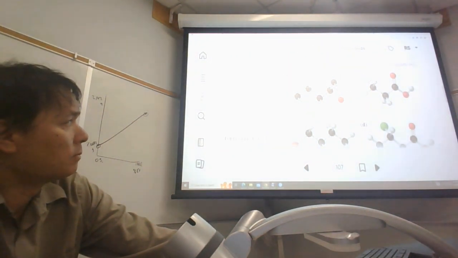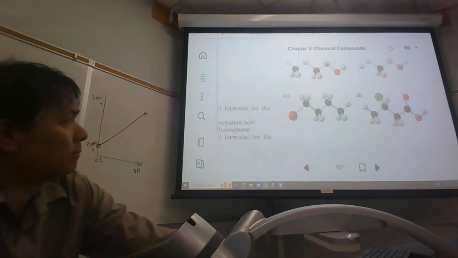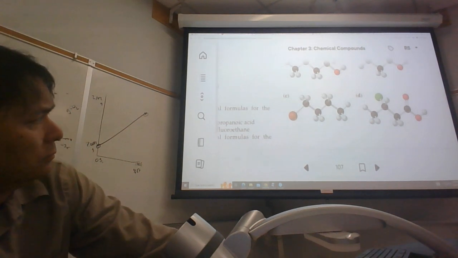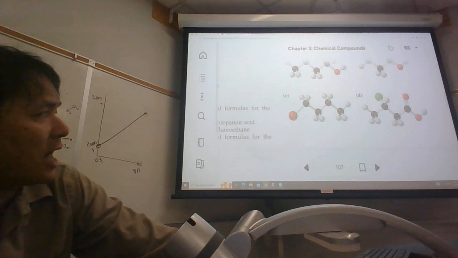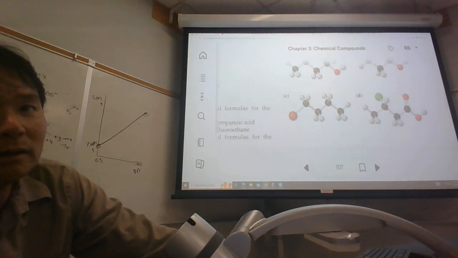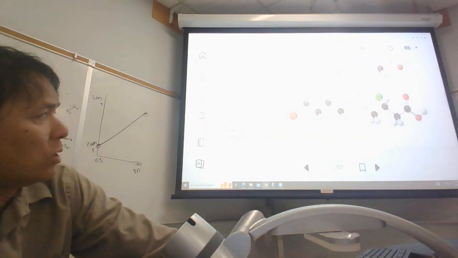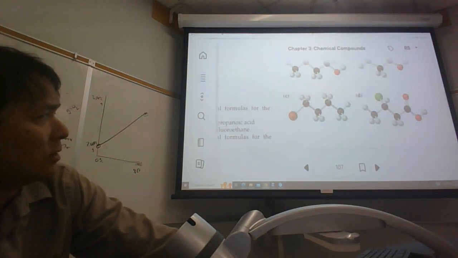And for D, that one I originally put 2-chloro. No, you number it from the highest functional group. The highest functional group would be the carboxylic acid here. So this has to be carbon 1, because this is the dominant functional group. So we'd have to number it from here, 1, 2, 3. This would be 3-chlorobutanoic acid.